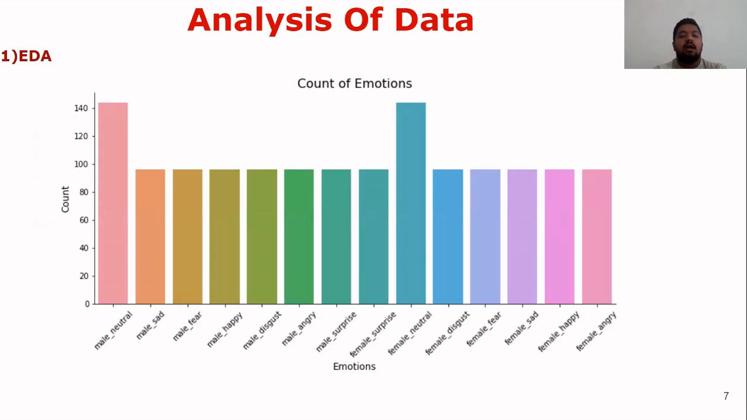Analysis of data. In the first plot, we show the counts of emotion. On the x-axis we have the emotion, and on the y-axis we have the count. When analyzing this, we can clearly see that male neutral and female neutral have a higher count compared to all other emotions. Because male neutral and female neutral have such a high count, our model will overfit, though we will reduce overfitting while training the model.